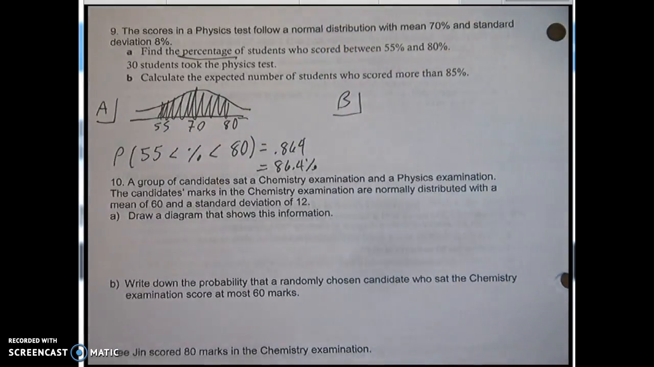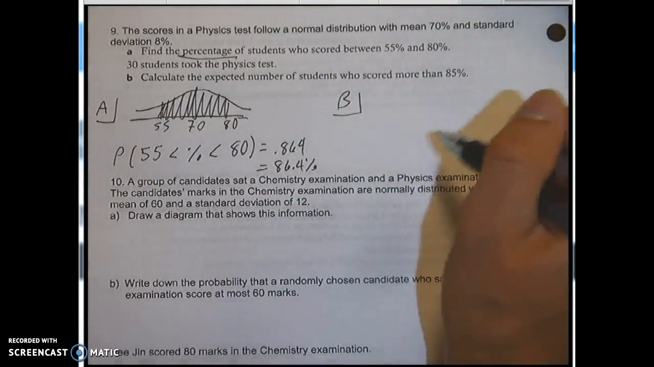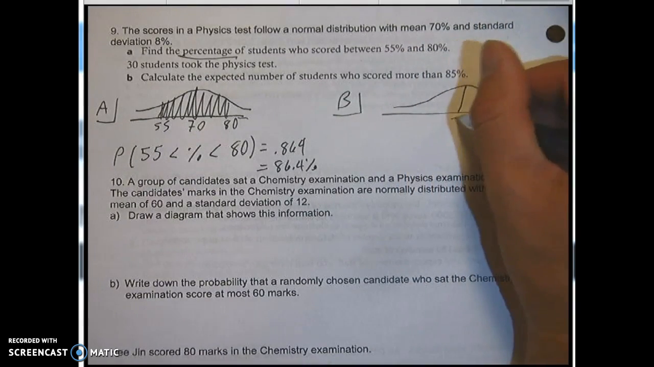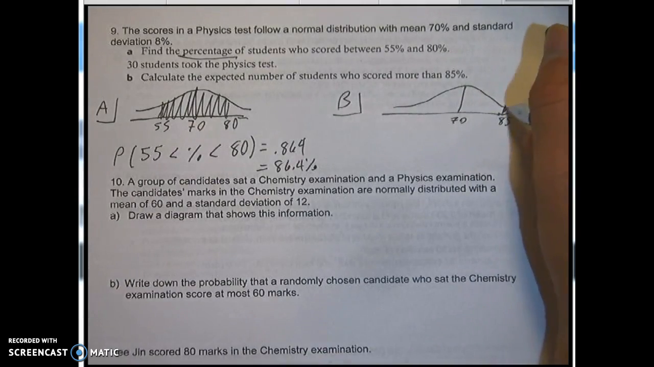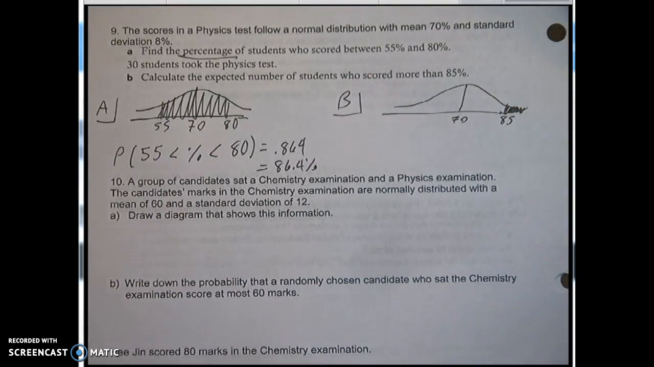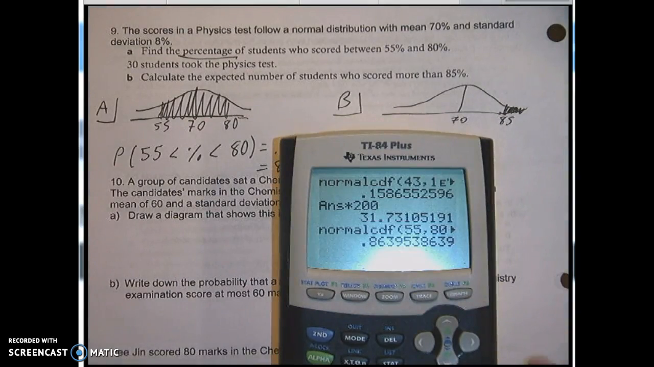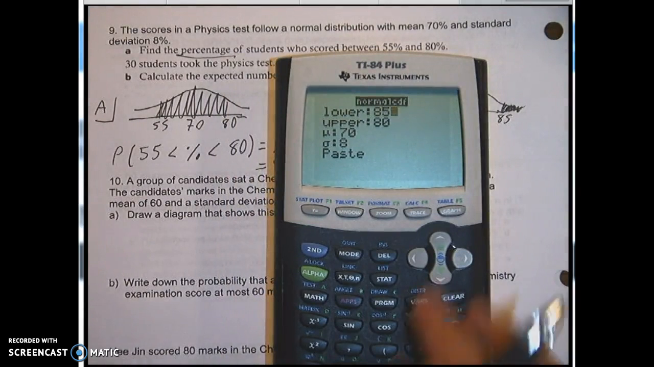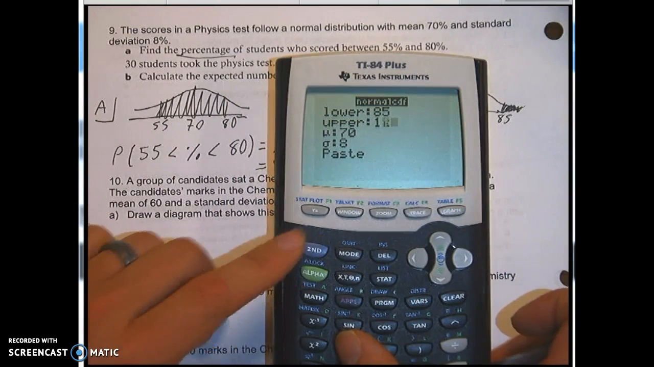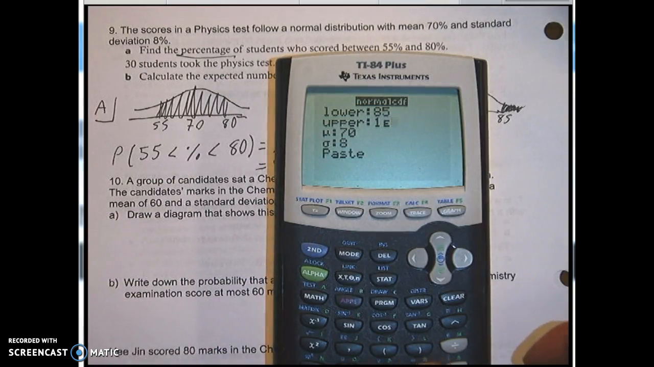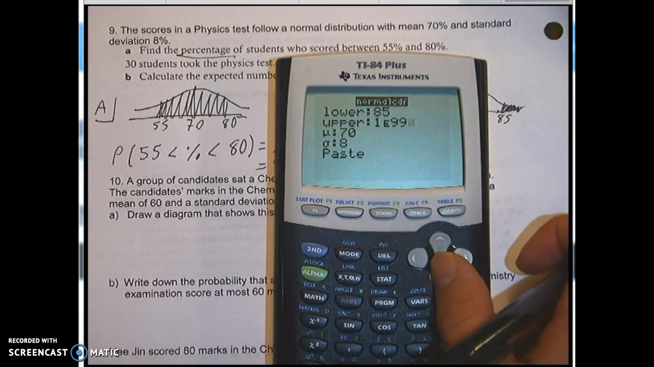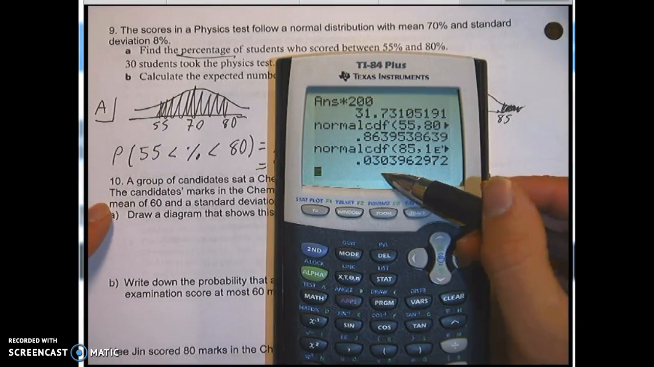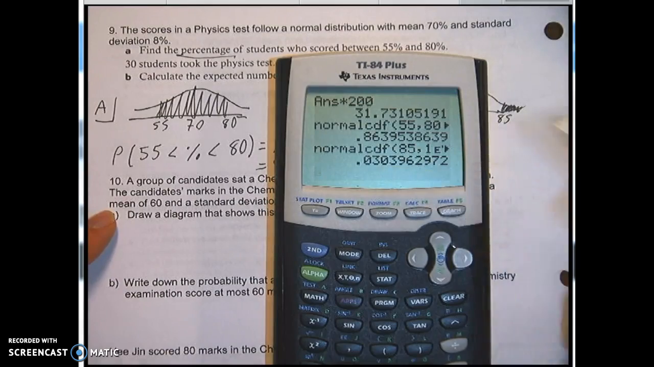Calculate the expected number of students who scored more than an 85. So here's your 70, here's your 85. I want the stuff to the right, more than. So the probability of that happening, second var is 2. 85, the upper bound is infinity, so second 1e, second comma, 99, mean of 70, standard deviation of 8. The probability of that happening is 0.0304.